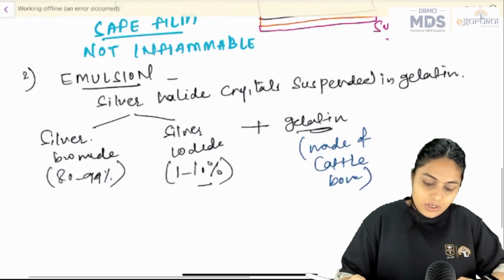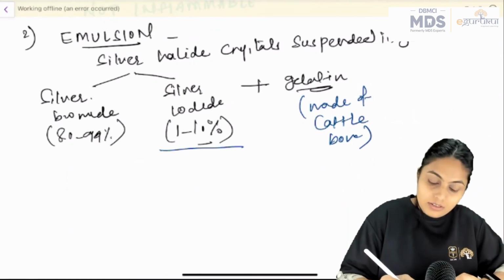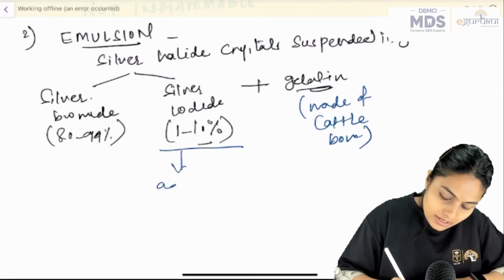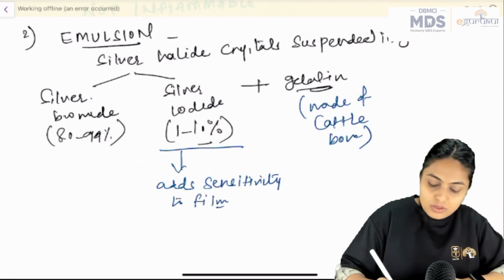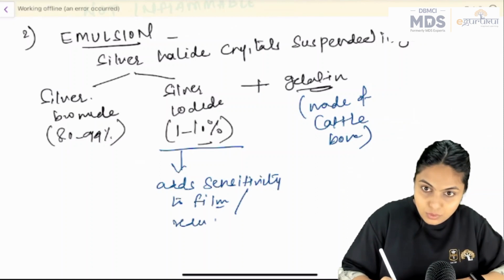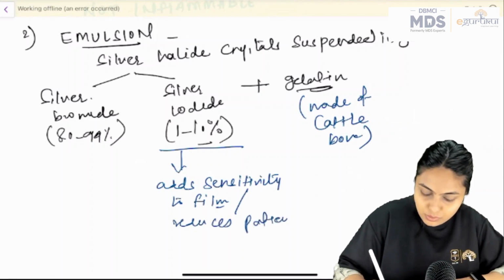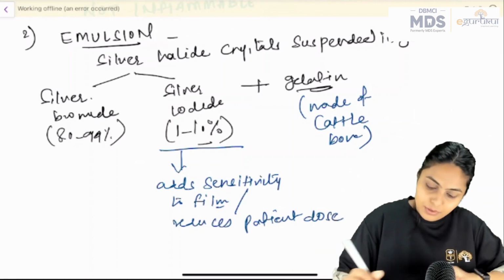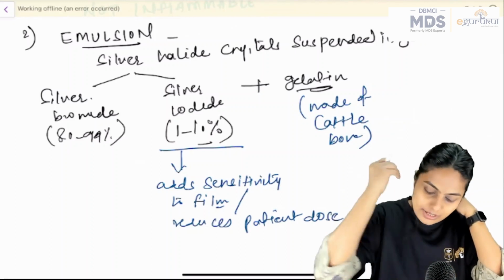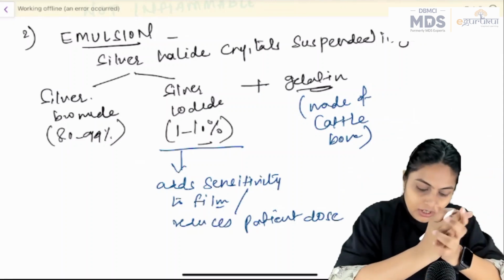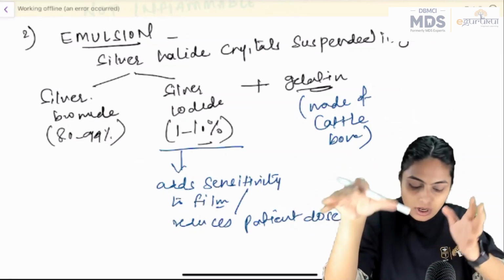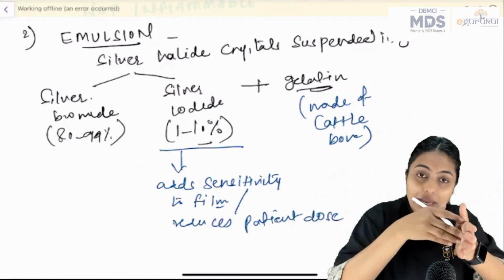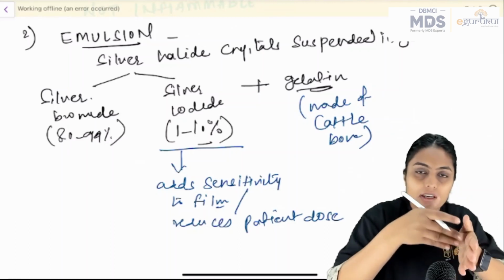Okay, now why we have added silver bromide is because it adds sensitivity to film. Also it reduces patient dose. Okay, so we have got silver iodide and silver bromide in the emulsion with gelatin. Gelatin is made up of cattle bone and there are silver iodide crystals also, which adds sensitivity into the film.